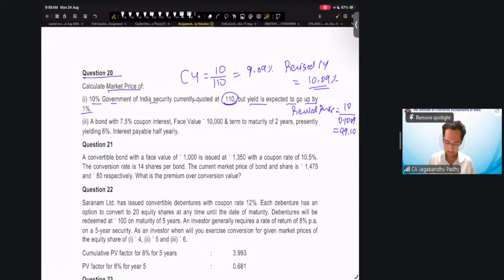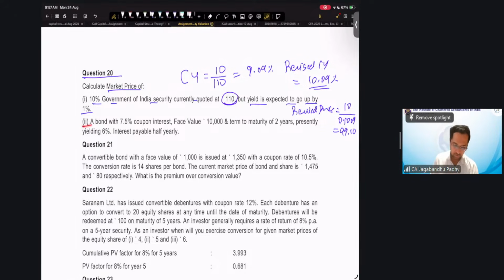There is a small error. It is not 10 by 10, it is 100. 10 is the coupon rate, sir. Okay, coupon rate. Coupon divided by the current yield. So it is 99.1. No, it's fine. So it's currently quoted at 110, so face value will be 100.